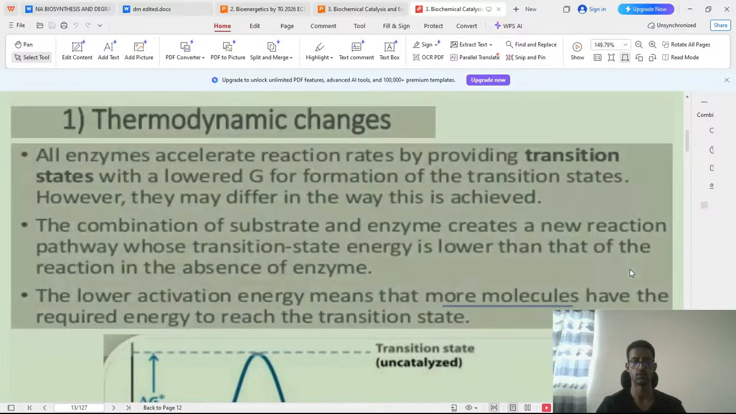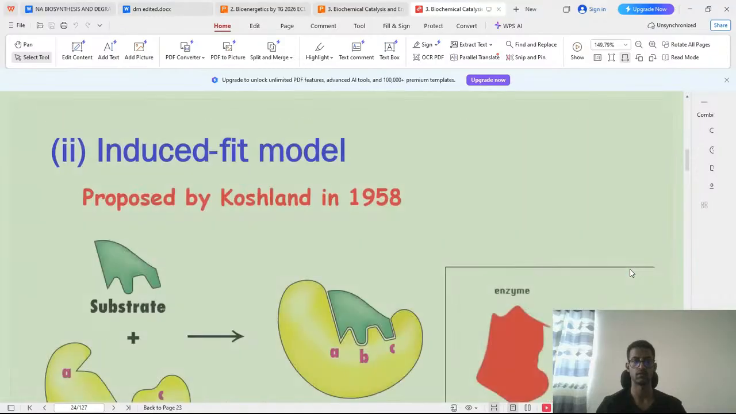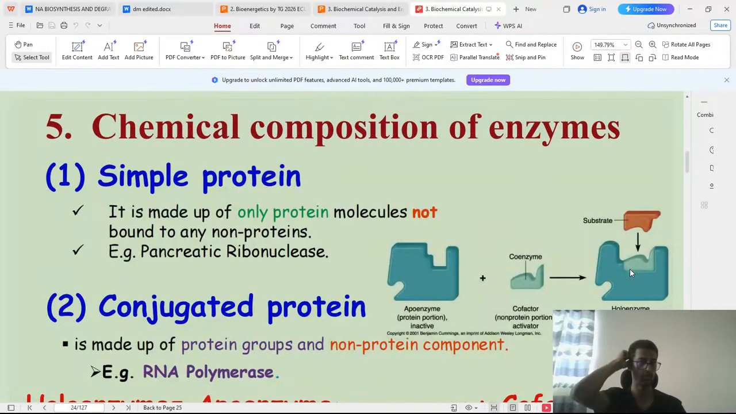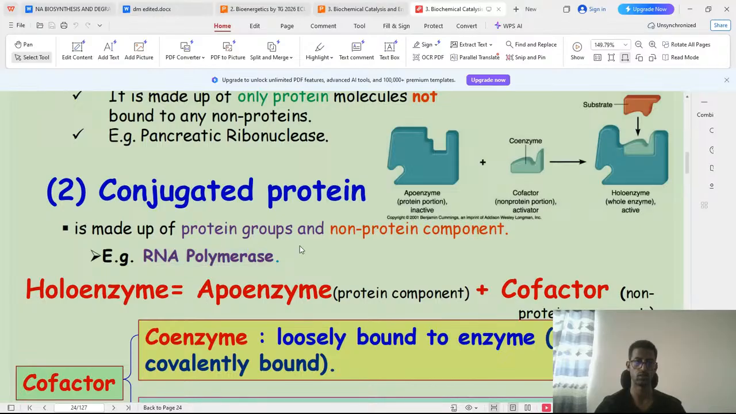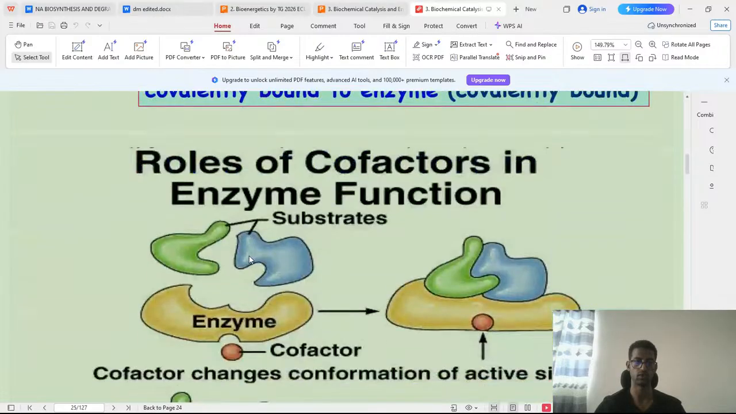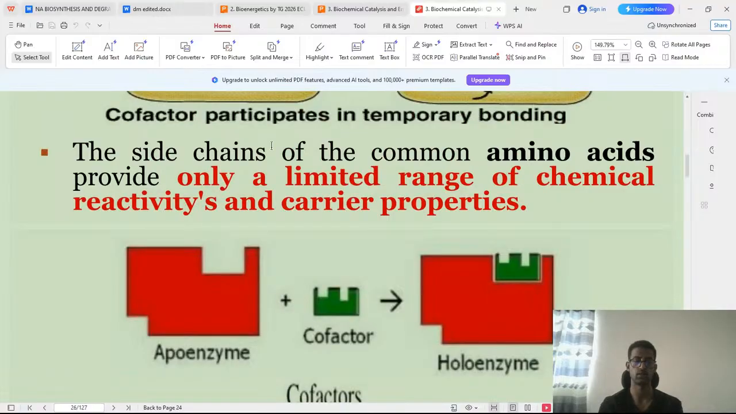Conjugated proteins: RNA polymerase. The cell's RNA is made up of protein groups and non-protein components. Example, RNA polymerase, a conjugate enzyme. The side chains of the common amino acids provide only a limited range of chemical reactivity and carrier properties. So, enzymes, from the last semester.